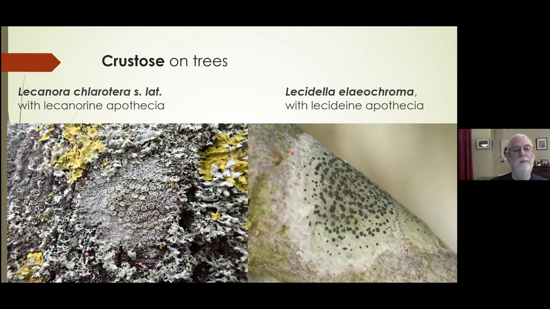Now, there's another form of apothecia, and so you can divide the type of apothecia in lichens up into two. This is lecanorine and this is lecideine. So they don't have a thalline crust. They look just like warts. The color can be black, it can be various colors, but they don't have the same color as the thallus itself. This is Lecidella elaeochroma, and it's quite variable.